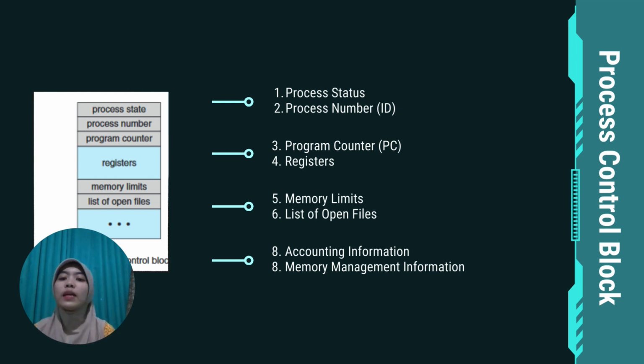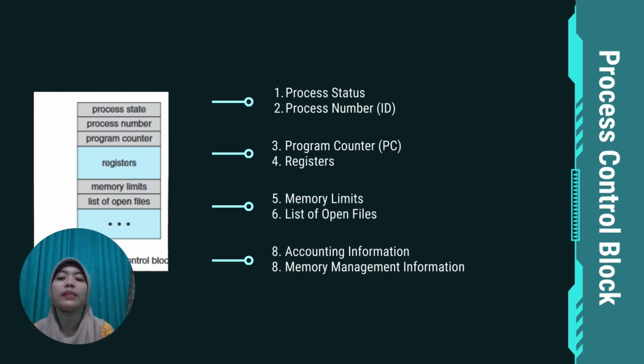The PCB plays a crucial role in process scheduling and context switching. It stores all the necessary information required to manage and control the execution of a process efficiently. When the CPU switches from one process to another, it saves the state of the current process in its PCB and loads the state of the next process to be executed.